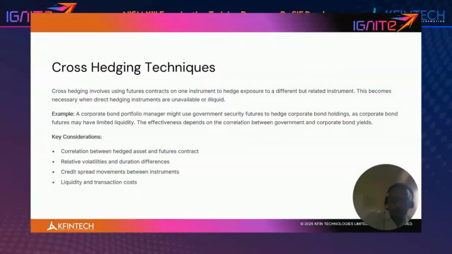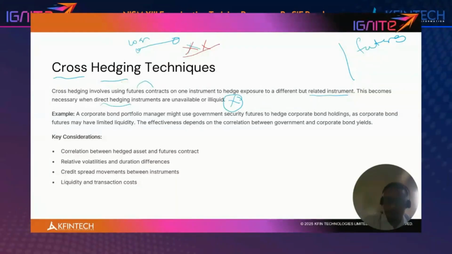Now we move on to the cross hedging techniques. Cross hedging involves using a futures contract on one instrument to hedge exposure to a different but related instrument. This becomes necessary when direct hedging instruments are unavailable or illiquid. Suppose I want to hedge my loan, but I am not able to find any similar contract in the futures market. I might go and use another type of derivative which will try to hedge this instrument, given that their correlation is high. The correlation of these assets should be high.